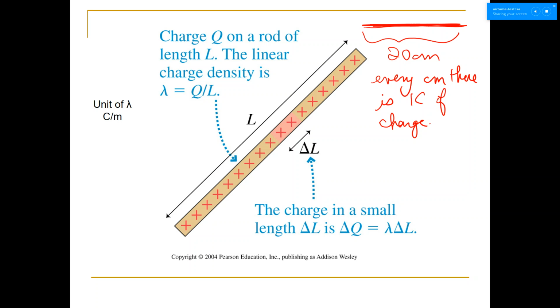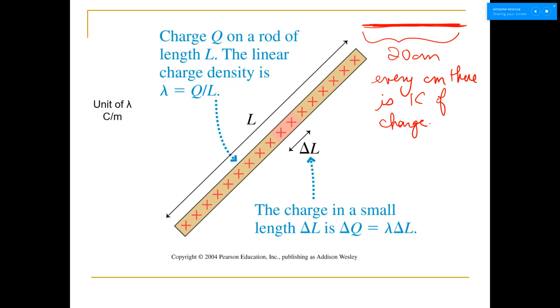So that 1 coulomb per centimeter, what do you want to call that value? Melanie? Yeah, exactly. So in our case, we're going to call that charge density, and that's basically how much charge an object has per unit size. So in a line, the size is length.